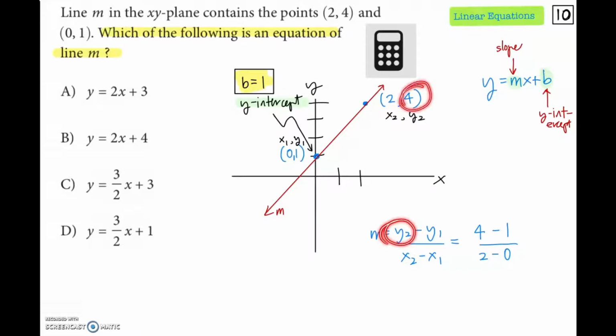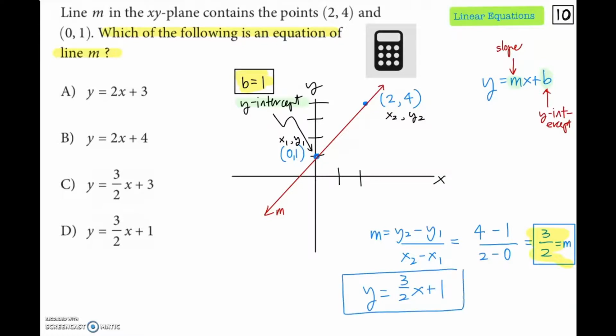y2 was the number 4, y1 is this y value over here, x2 is this number right here, and then x1 comes from that very first x coordinate. And we'll clean this guy up. So we've got 4 minus 1 is 3, and then 2 minus 0 is our 2, and this is our slope. So that's awesome. We've got our slope and we've got our y-intercept already, so we know that y should equal 3/2 x plus 1. And it looks like answer D is the right answer here.